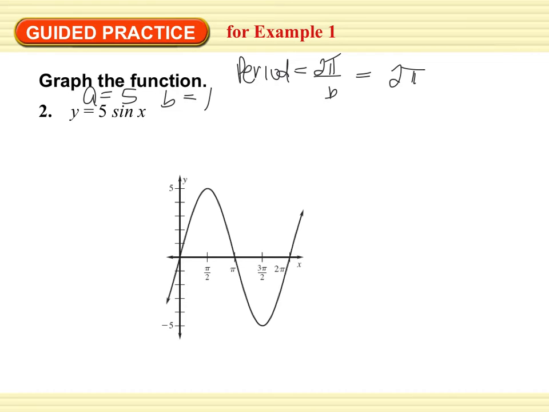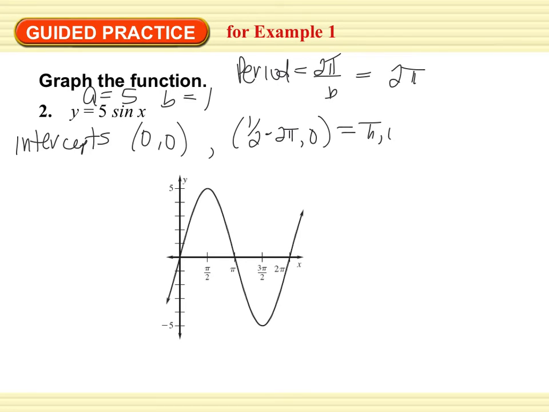Here we have 3 intercepts. We start at the origin, and then we go halfway distance. And then we go to the end. So my intercepts, I have the beginning, the middle, and the end, which I can graph the beginning, the middle, and the end.